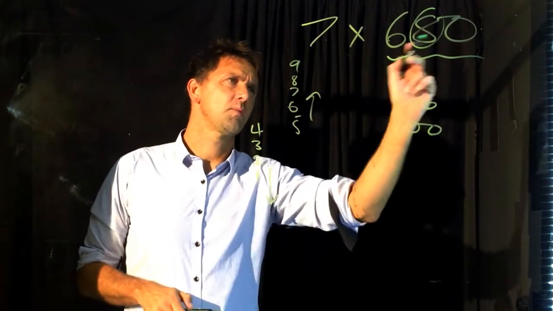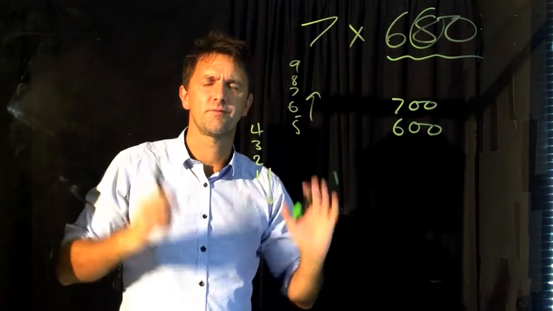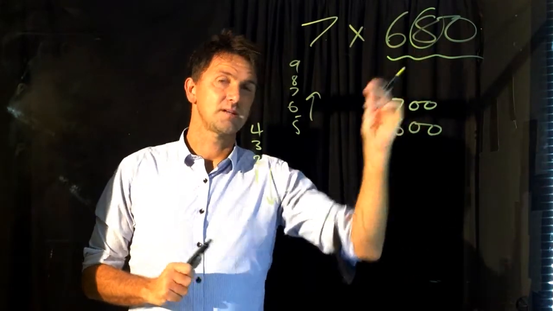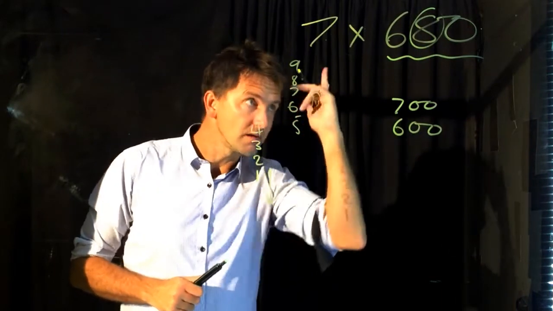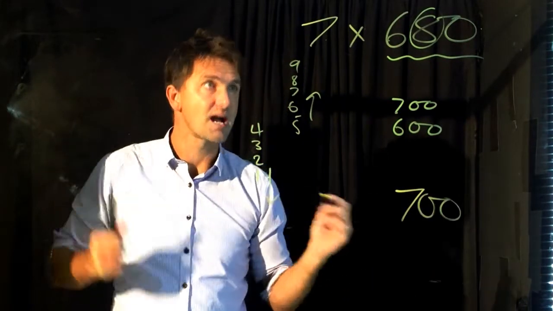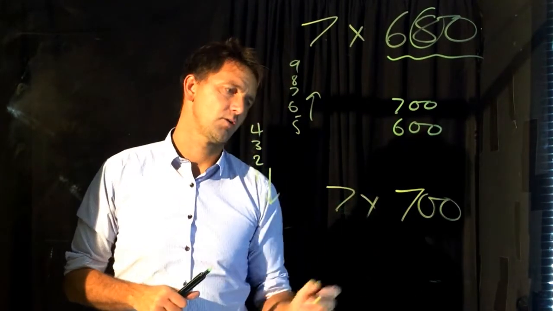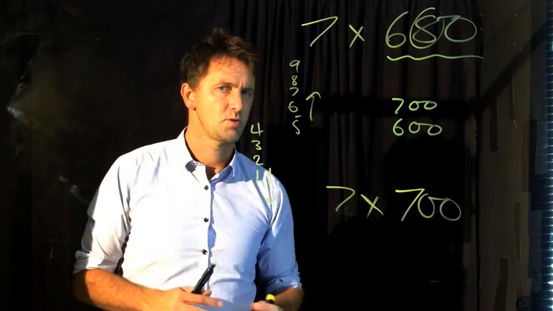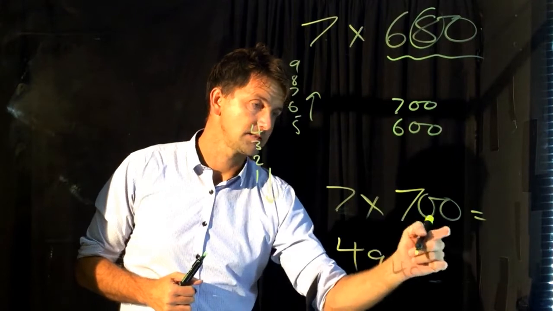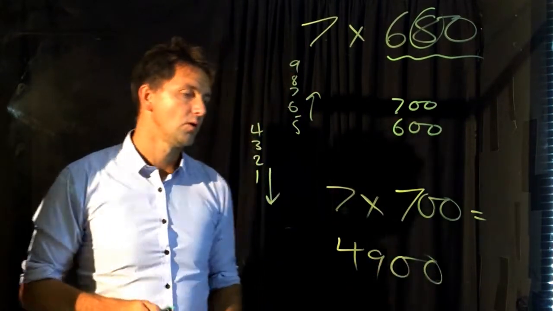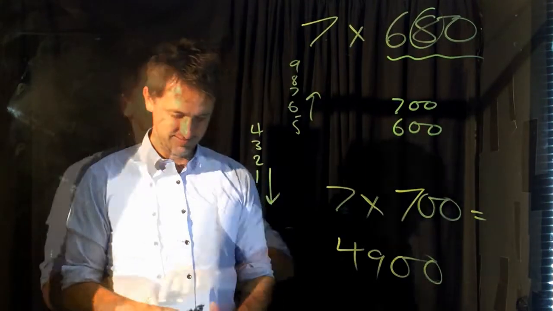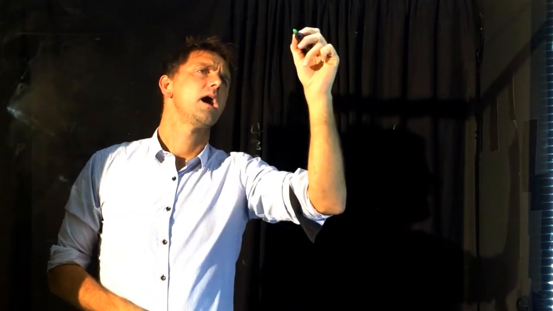Why don't you round it off for me? Round off 680 to the nearest 100. Okay, I hope you got 700. You had to go up, so that means that 680 became 700. So our new sum will be 7 times 700, which would be 7 times 7, which is 49. And then just add those zeros, please. Boom, boom. 4,900. 4,900.